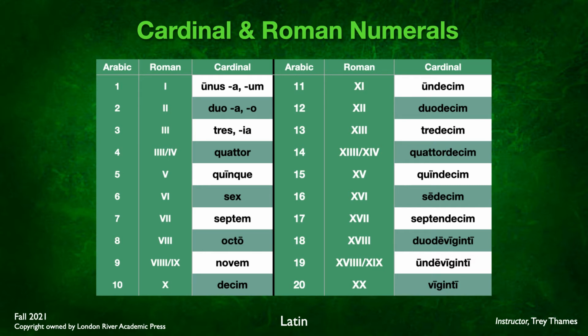Now when you get to 18 and 19, it goes backwards. It actually deducts numbers from the number 20. You can see the number 20 is viginti. So 18 is duodeviginti, 2 from 20. Duo, 2, de, the preposition, from, viginti, 20. 2 from 20 gives you 18. And thus 19 is undeviginti. 1 from 20 is 19. So those are the cardinal numbers 1 through 20.